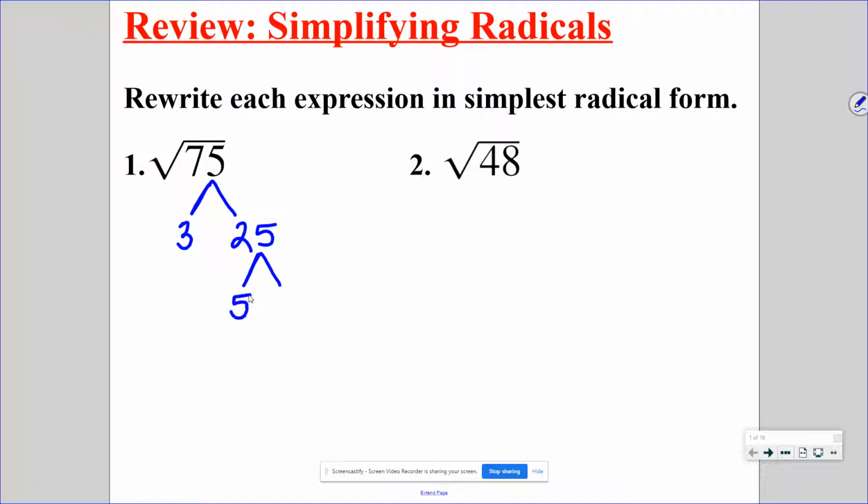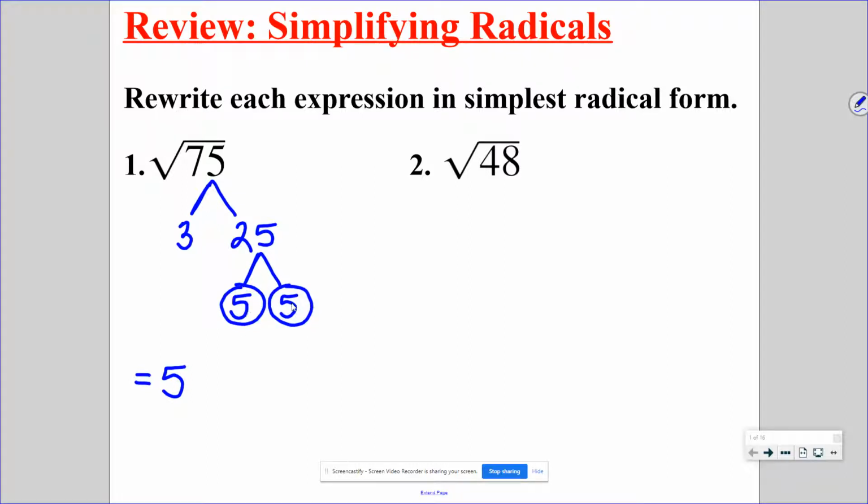25, however, does break down to 5 times 5. 5 is a prime number because the only thing you can divide 5 by is 1 and itself, so it's prime as well. Once you get to the end and you have all prime numbers, what you're looking for when you're doing a square root is 2 factors that are the same. So like 5 and 5 are matching. So when you take the square root, basically this is like saying the square root of 25, which is equal to 5. So we would put 5 on the outside of the radical.